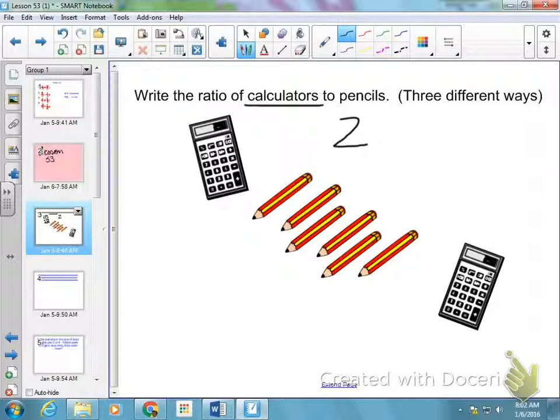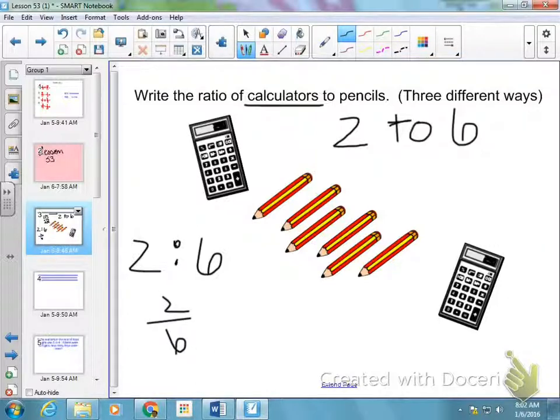Now, one way I can write a ratio is using the word "to." And then how many pencils? I have 1, 2, 3, 4, 5, 6. 2 to 6. Another way I could write it is using a colon, 2:6. Or another way I could do it is using a fraction bar, 2 over 6.